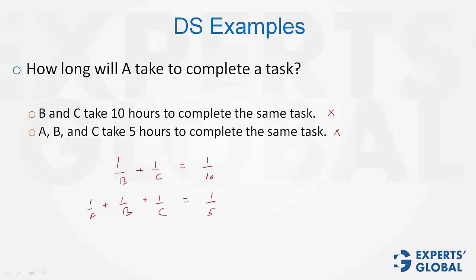The point is that after combining the statements, you will be able to find the value of A, as in how long will A take to complete the task himself. Therefore, combining worked. C is the right answer choice.